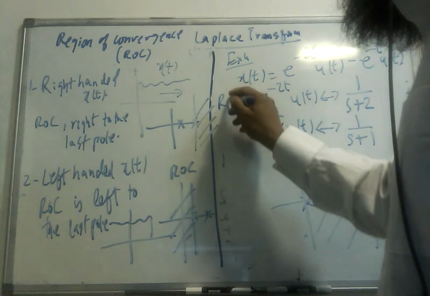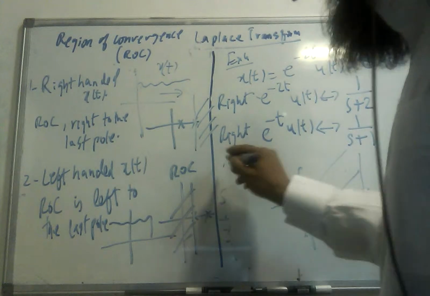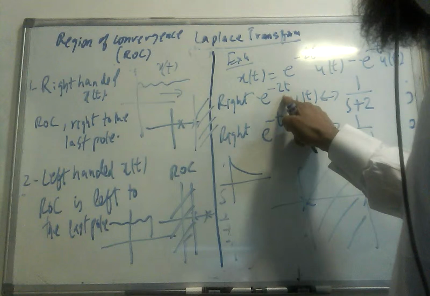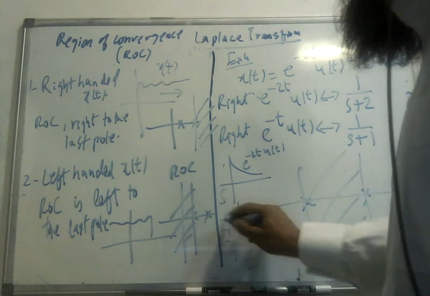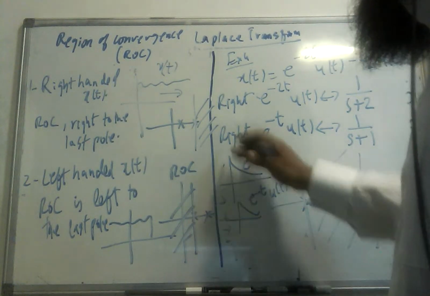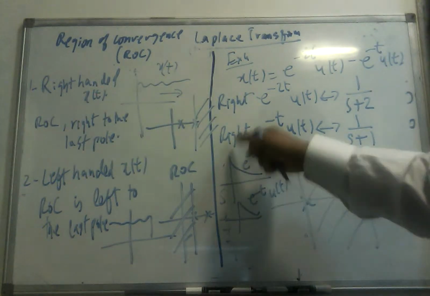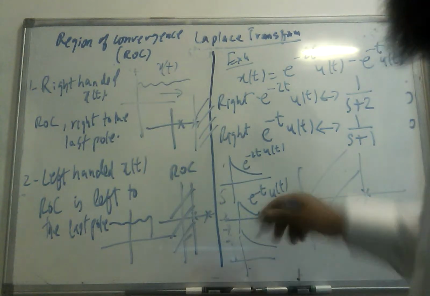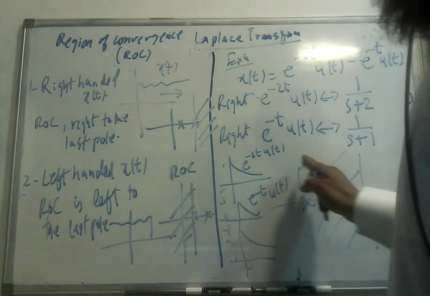This is right-handed, and this is right-handed. Why are they right-handed? Because I can draw the functions. This is my e raised to minus 2t u of t, and this is my e raised to minus t u of t. If both of them are right-handed, their sum is also right-handed. The sum will be another exponential, something higher than that. So both of them are right-handed.